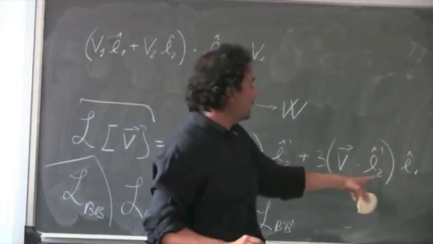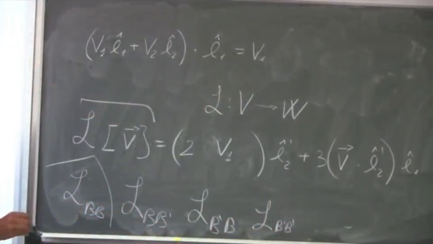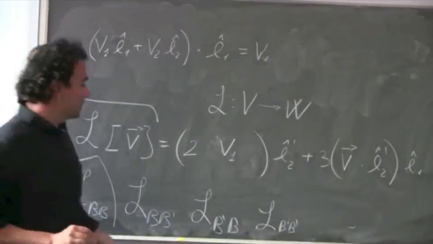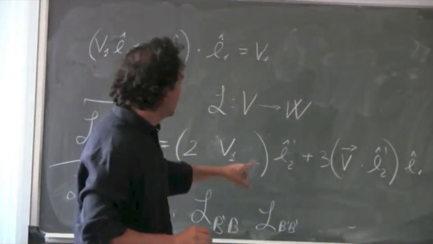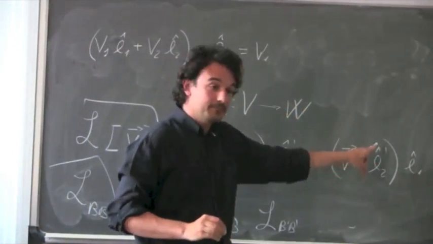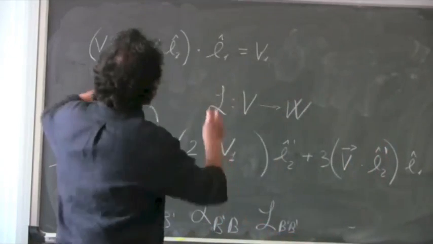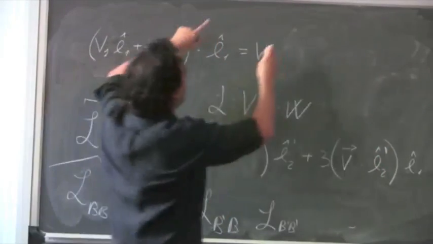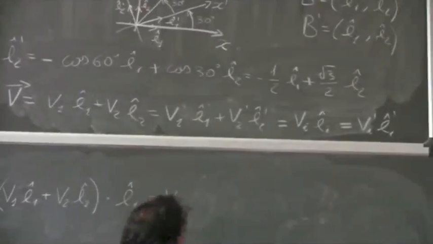And V scalar E2 prime, what is it? Your opinion? Sorry? V2 prime, because this is prime. That means that if you use this representation, you don't go very well. If you use this representation, then you see that this is V2 prime.